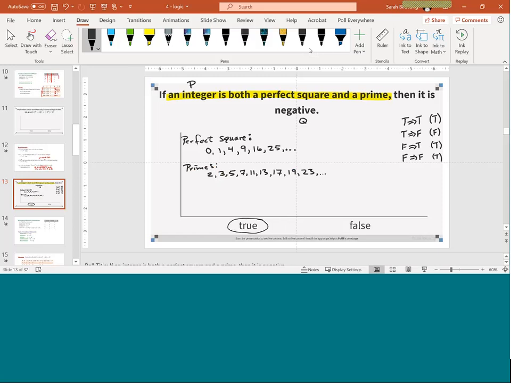Correct. So a prime number is defined as a number where there's only two positive factors. So the two factors of a prime number are 1 and itself, or the two positive, because you can actually have the negative versions in there, but we're ignoring negatives for now.